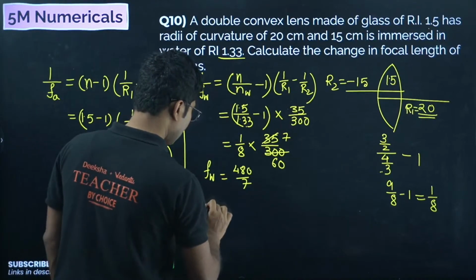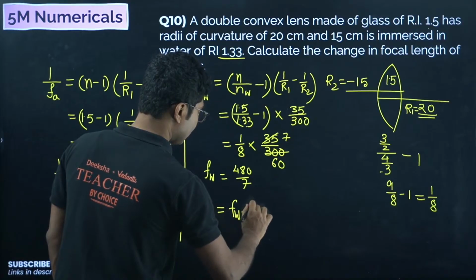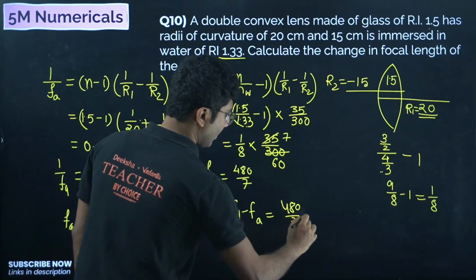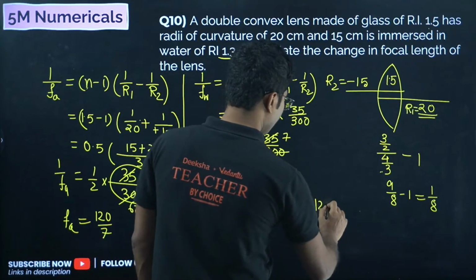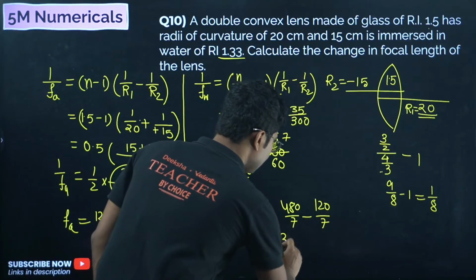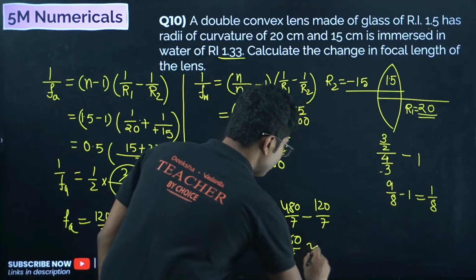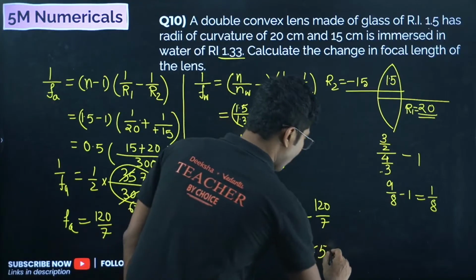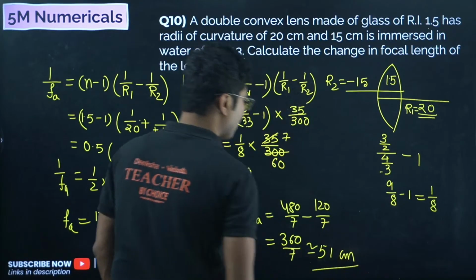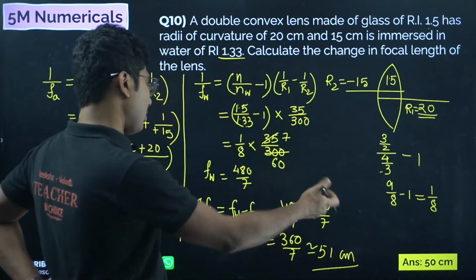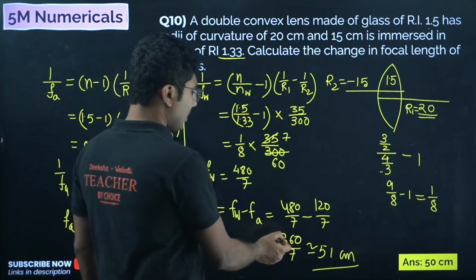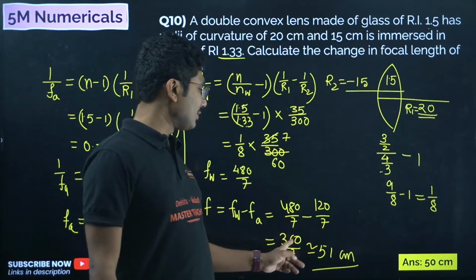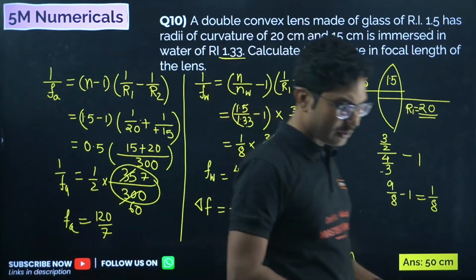What is the change in focal length? Change in focal length is final minus initial, right? So that will be 480 by 7 minus 120 by 7. That would be 360 by 7, which almost equals 51 centimeter. Approximately 51 centimeter is the change in the focal length, or you can take this as 50 as well. 5 sevens are 35, and there is one more 10, so 51. If you use the calculator, 51.